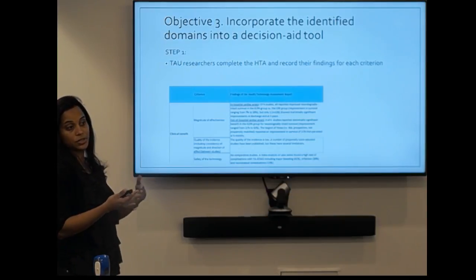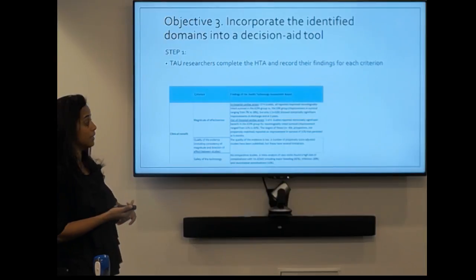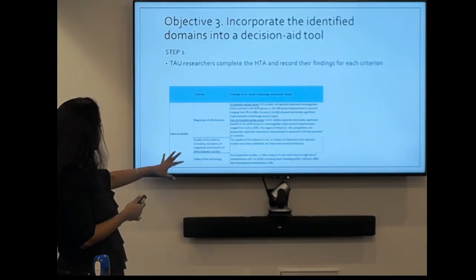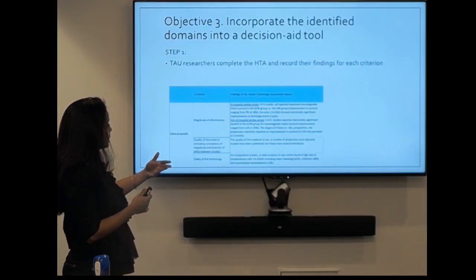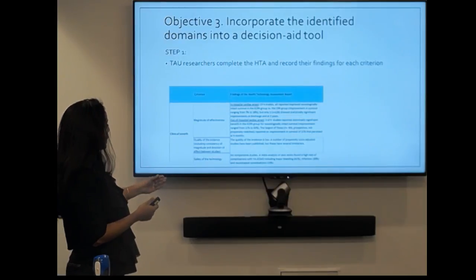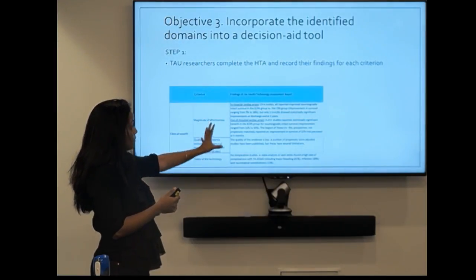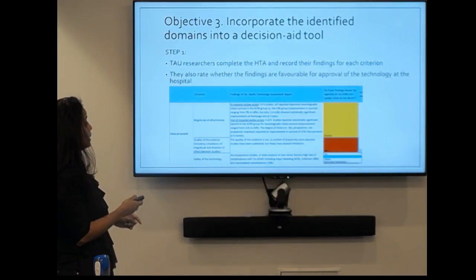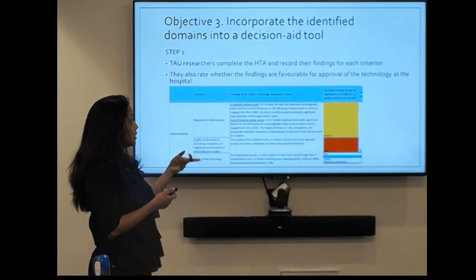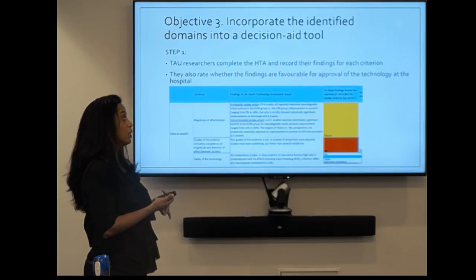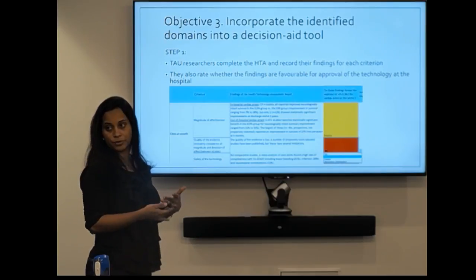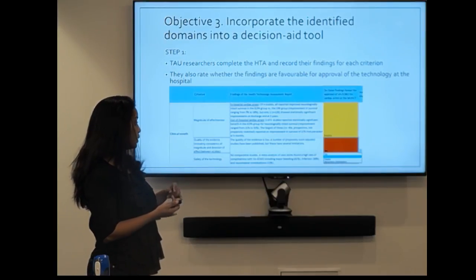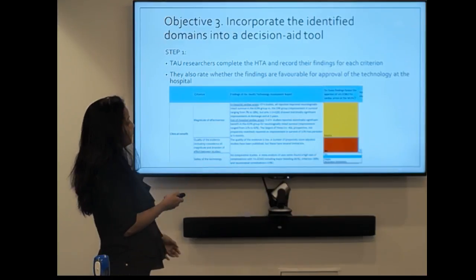the TAO researchers complete the health technology assessment, and then they record their findings. So don't worry about the minuscule text. This is just for illustrative purposes to say that they would then fill out this column of the findings for each criterion. And then they would rate their findings. So they would answer the question, do these findings favor the approval of the technology at the MUHC? And they would have four options. So yes, no, maybe, and need more information, and it would be color-coded.